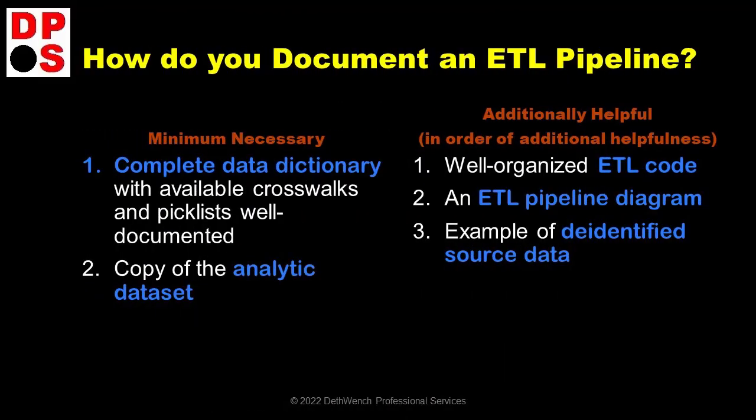Well, let's see. For our minimum necessary list, I just showed you a complete data dictionary with pick lists documented. And I showed you the original Crosswalk files in the Crosswalk folder. You would not give out the SSN to DEID Crosswalk because the SSNs are private. But you could give out the other crosswalks and pick lists so long as they didn't have private information in them. So that's number 1 of the 2 minimum necessary files to document your ETL pipeline. What's the second one? It's your actual analytic dataset.